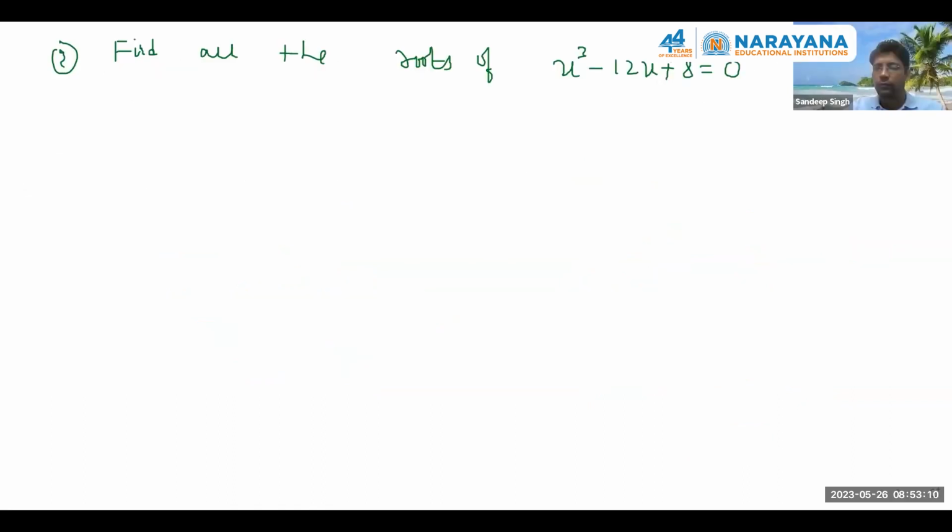Sir, 4 cos pi by 9, 4 cos 5 pi by 9, 4 cos 7 pi by 9. Yes. Tell me, how did you do it? I took x as k cos theta. You took x as k cos theta, and from that you compare with cos 3 theta? Yes, sir.